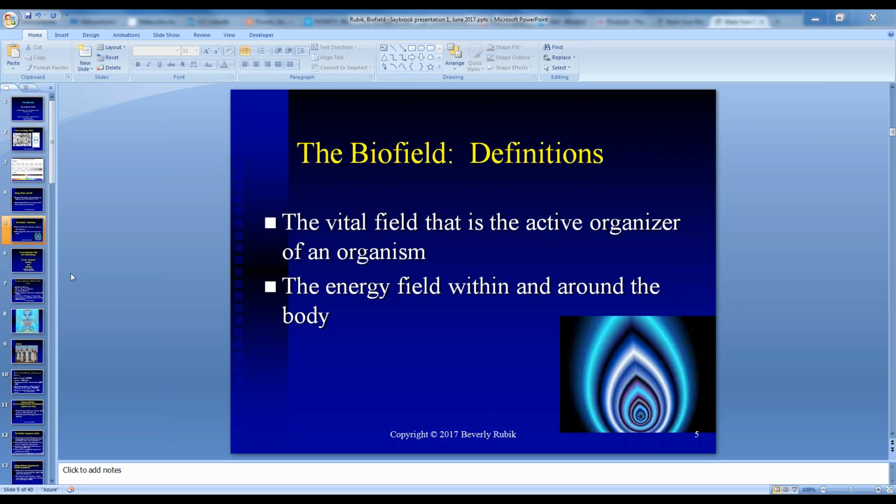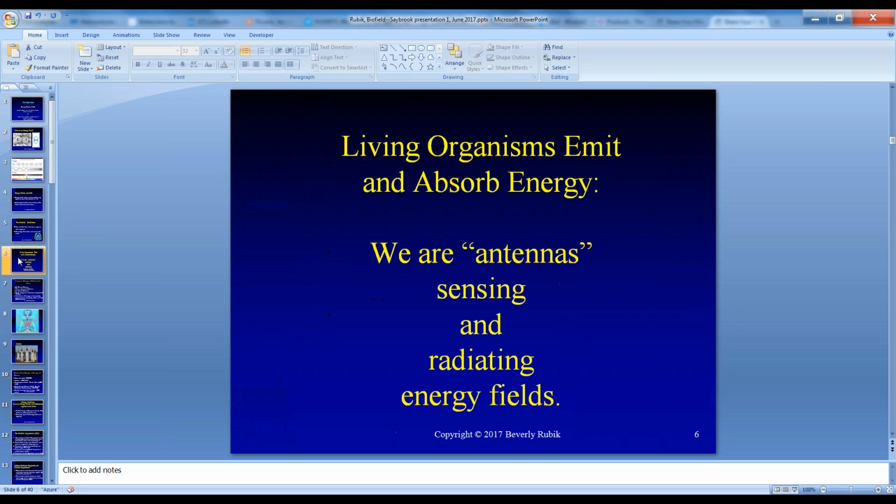That's an important thing because some energy healing is done through distant healing, not local, not laying on of hands and not hands in the biofield, the local biofield. So organisms emit and absorb energies, and we are antennas both sensing and radiating them. And that's an important thing because we can be changed by the very fields that are imposing on us.